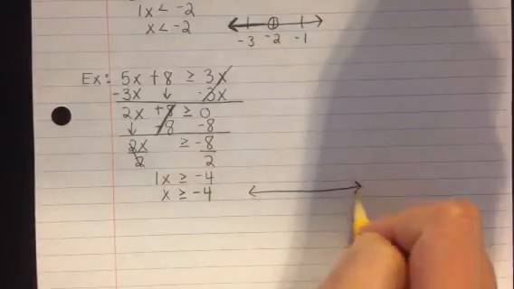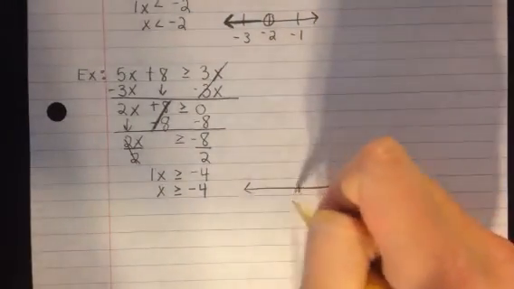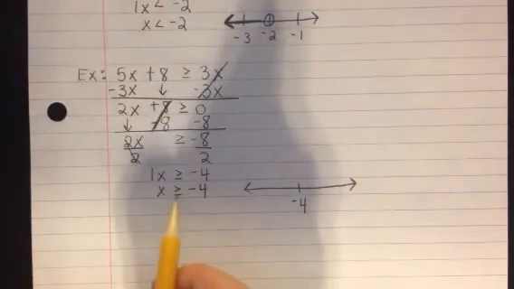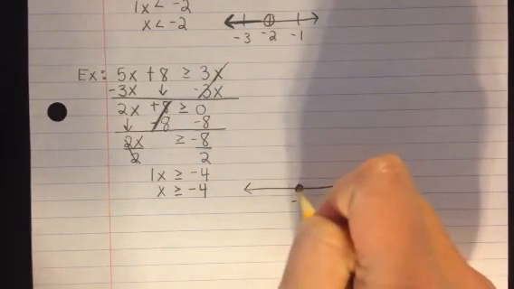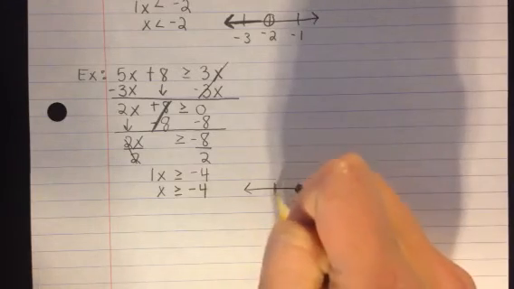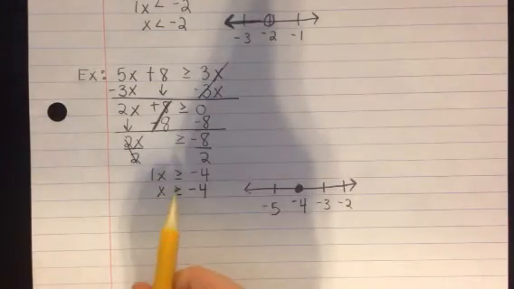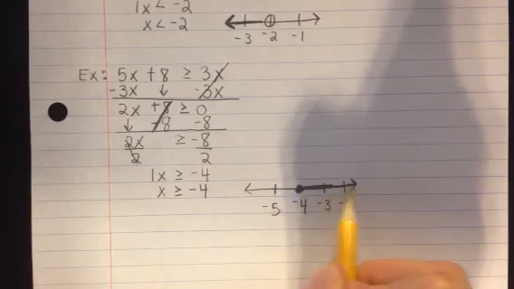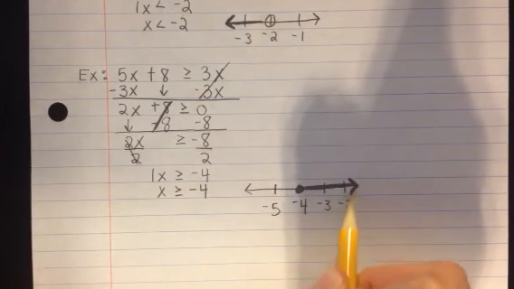So when I graph this one, since it's got the or equal to sign, that means I need to shade in my circle. At negative 4. And it's greater than, which means it's going to be shaded to the right.